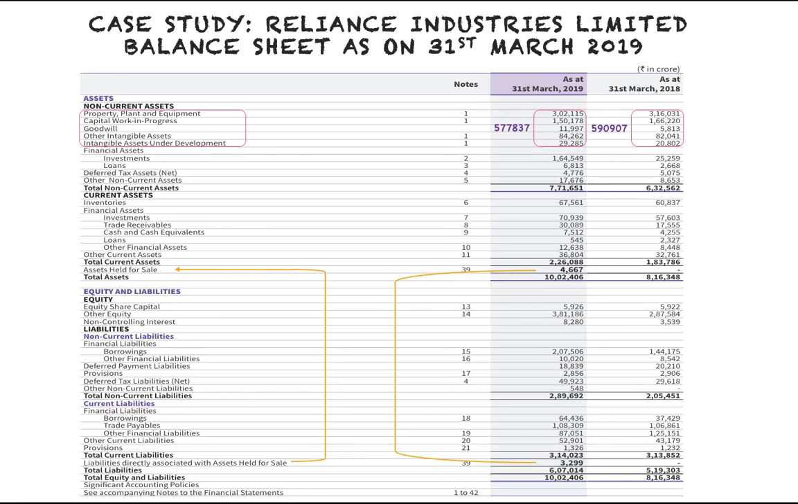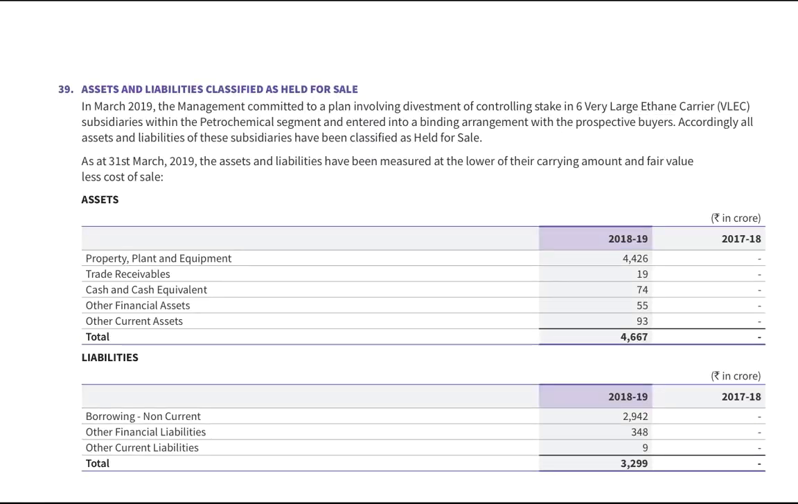Ind AS mandates you to present separately on the face of the balance sheet if you have decided to sell off certain of your assets or your subsidiaries, rather than just clubbing them with other items. So note number 39 shows you these assets held for sale.